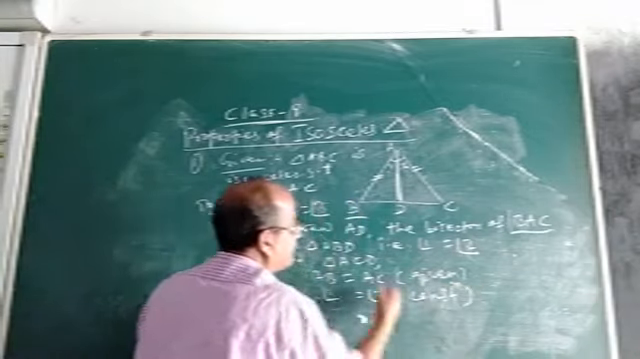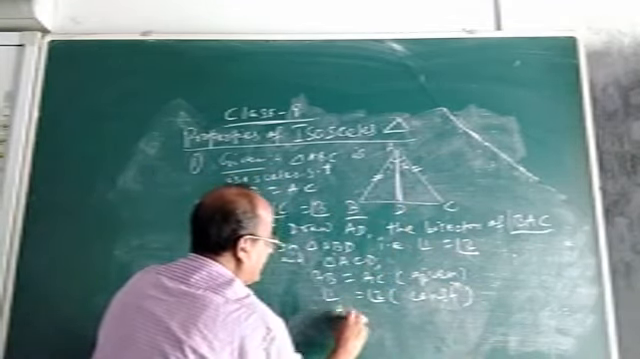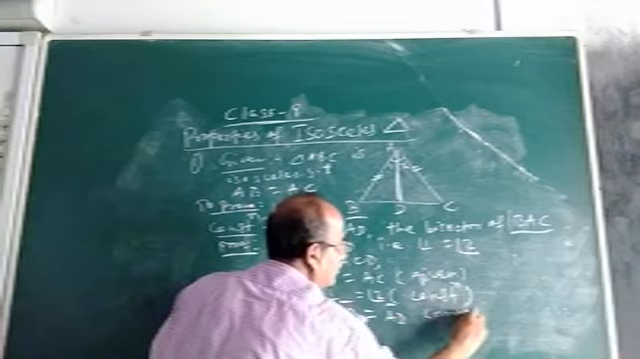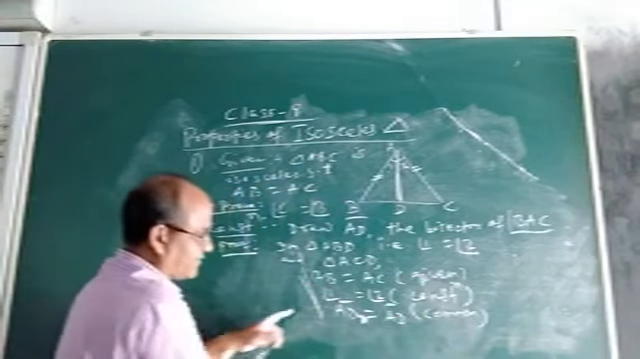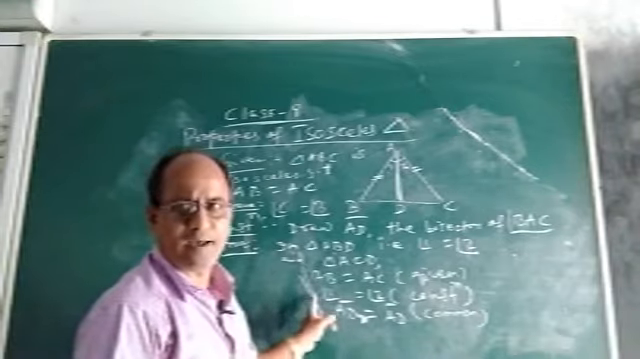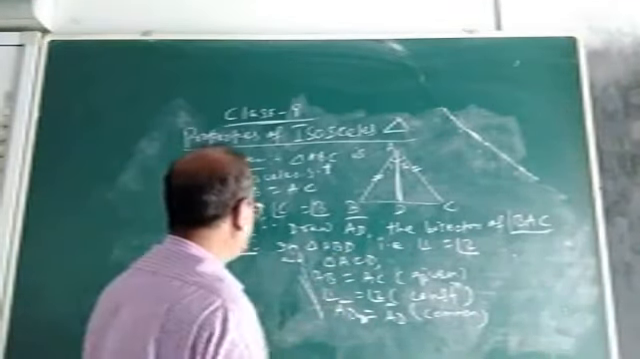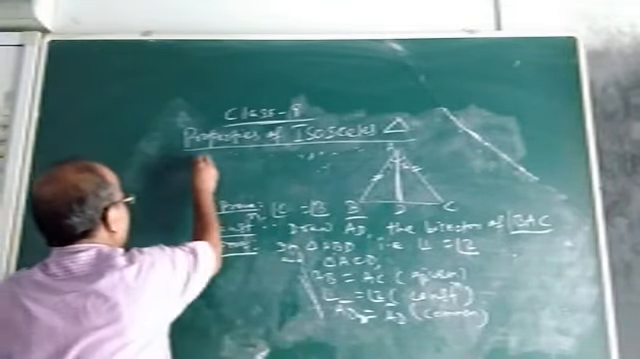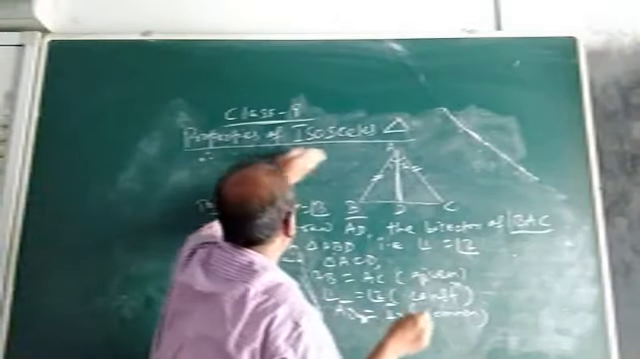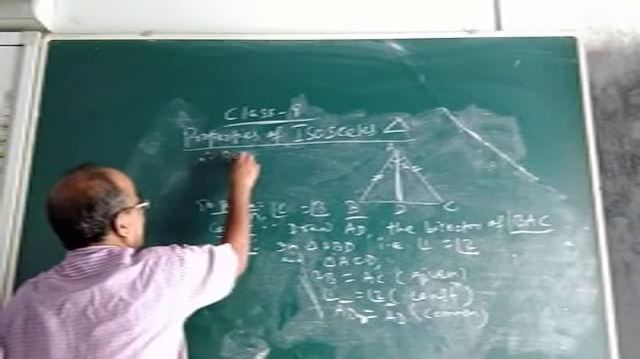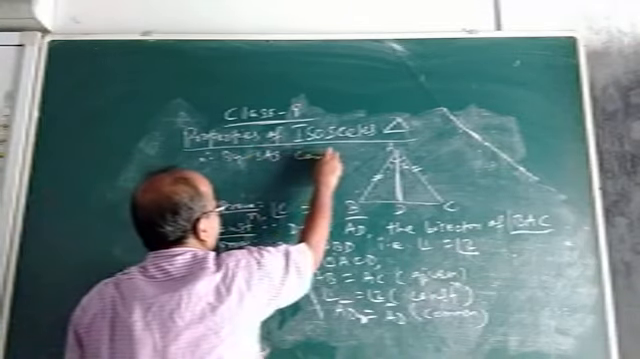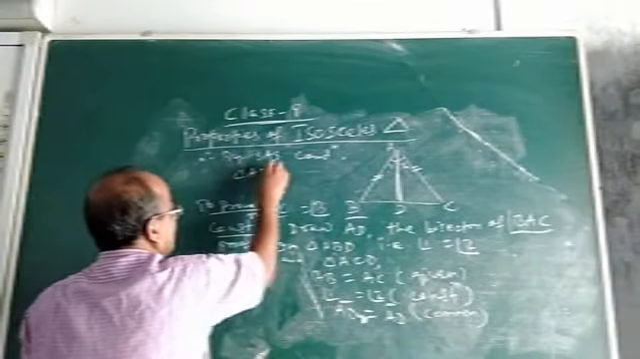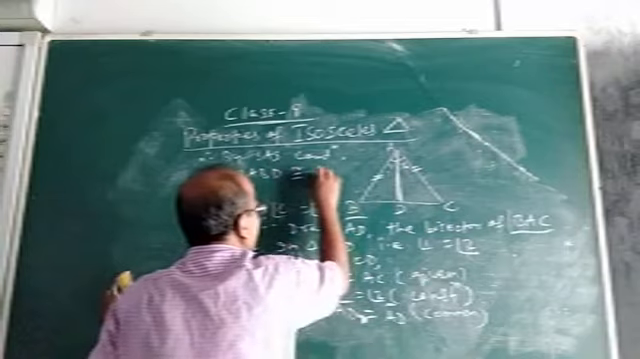Then AD is common. AD equal to AD, it is common in both the triangles. This is the common side in both the triangles. So these three matching parts satisfy which criteria? They satisfy SAS condition. Therefore by SAS condition, side angle side condition, we can say that triangle ABD and triangle ACD are congruent.